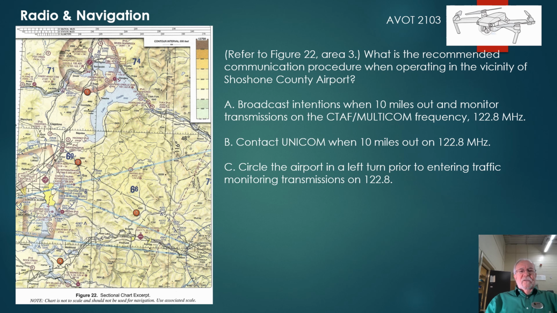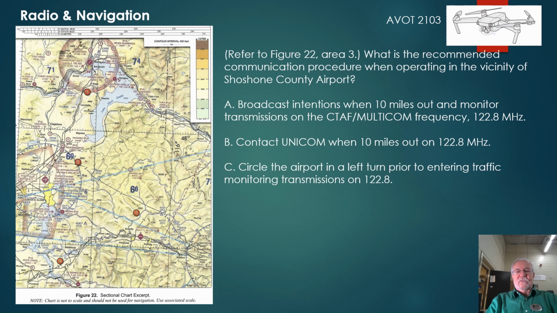All right, here's a typical question. Refer to Figure 22, Area 1. What is the recommended communication procedure when operating in the vicinity of Shoshone County Airport? So you can find the airport. You notice that in each one of the answers it says 122.8. So that's not what you're looking for.